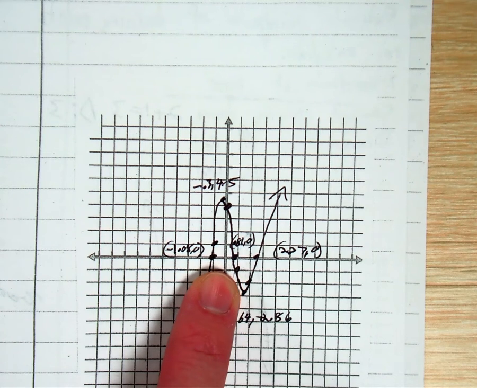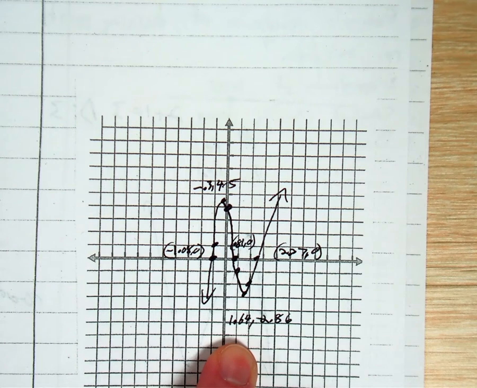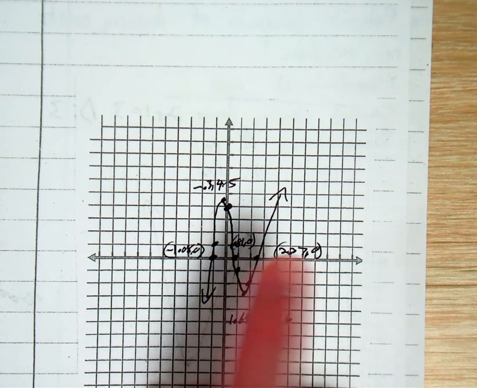Our other root over here was at 0.8 or 0.81, 0. Relative minimum, 1.64, -2.86, or maybe you had 1.6, -2.9. And then our other 0 up here was at 2.27, 0, or 2.3, 0.